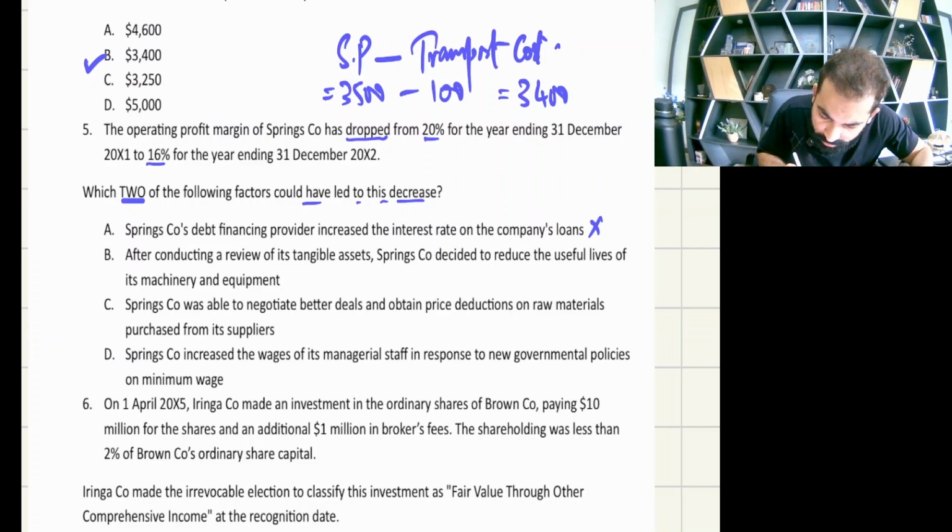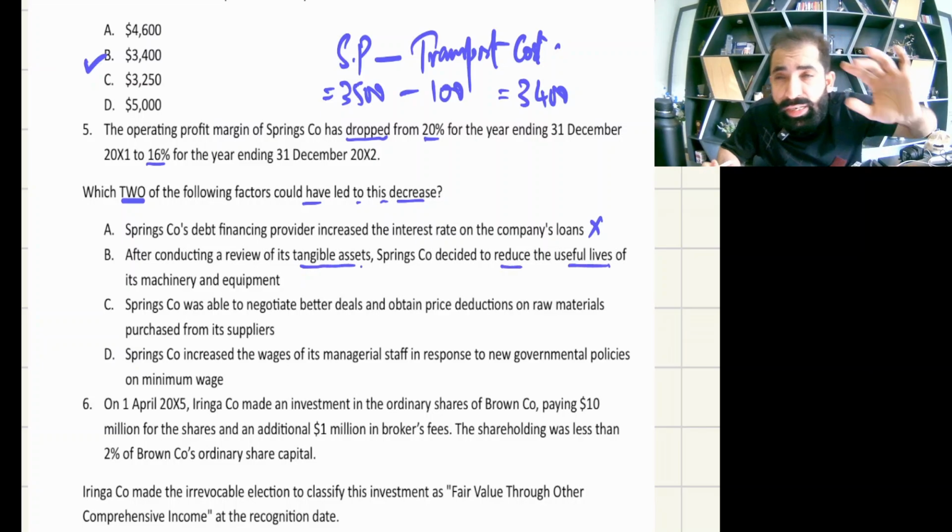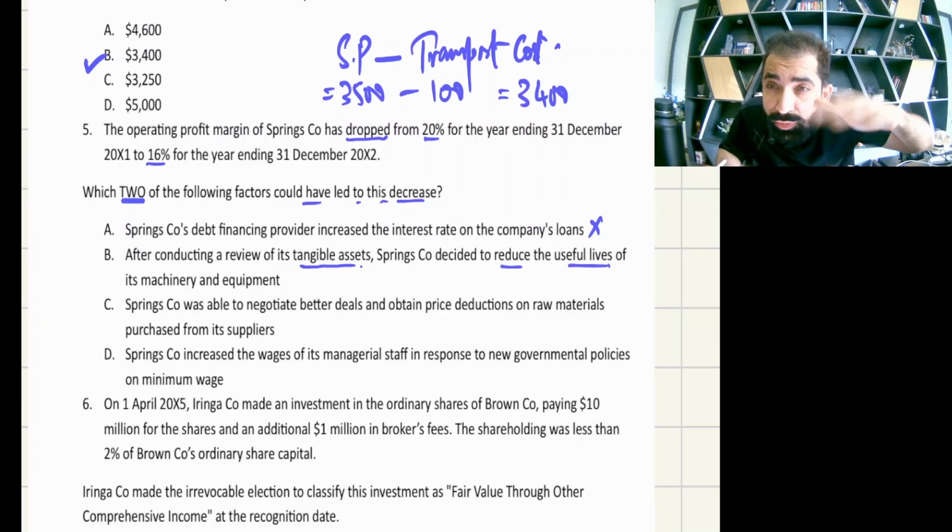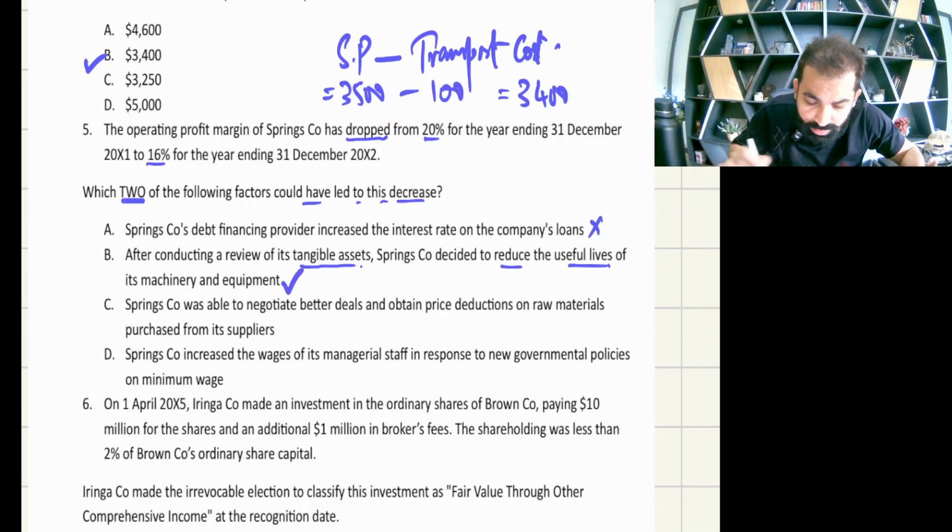After conducting a review of its tangible assets, Spring decided to reduce the useful lives of its machines. Yes, whenever we reduce the future useful life, your depreciation expense goes up. And once your depreciation expense goes up, your operating profit goes down. So yes, this is the answer. It has increased your cost.